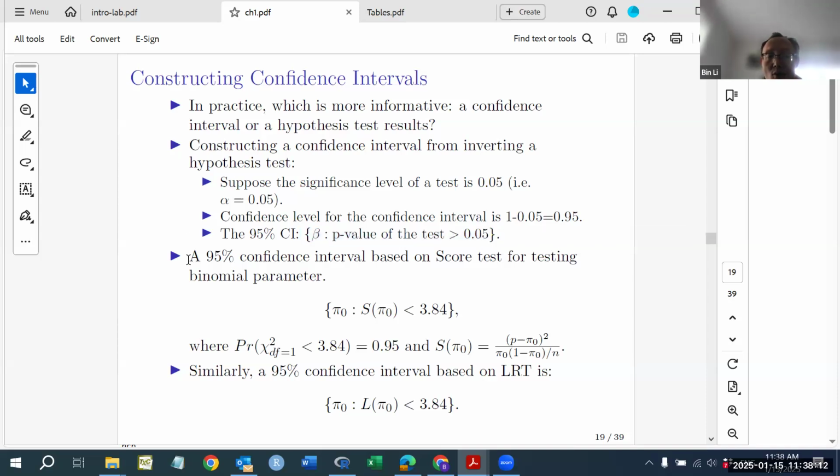Okay, so what is a 95% confidence interval based on a score test? Very simple. Just based on this definition, we know that a 95% confidence interval based on the score test is the set of the pi zero values such that the score test statistic is less than 3.84. You may ask, what is the 3.84?